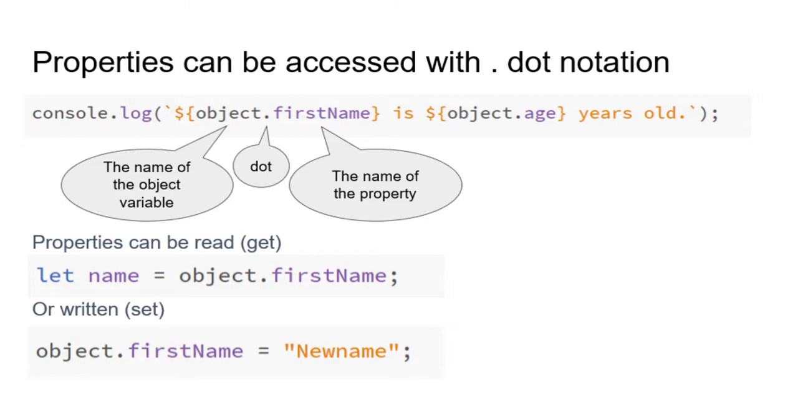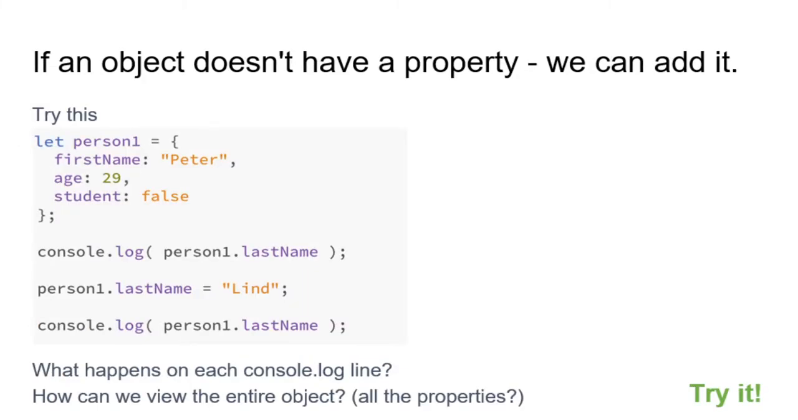We can also write to objects, where we say object first name is set to new name. This is setting the new name into the first name property. So again, the equal sign, kind of an arrow pointing that way. If an object doesn't have a property, then we can add it.